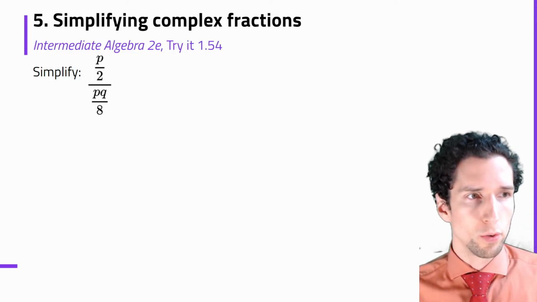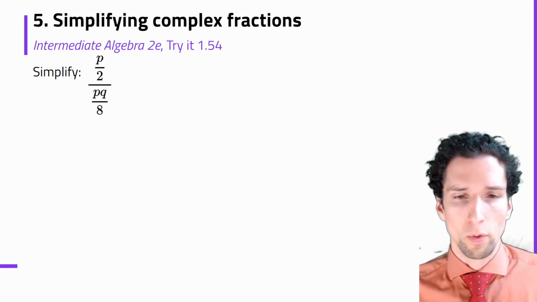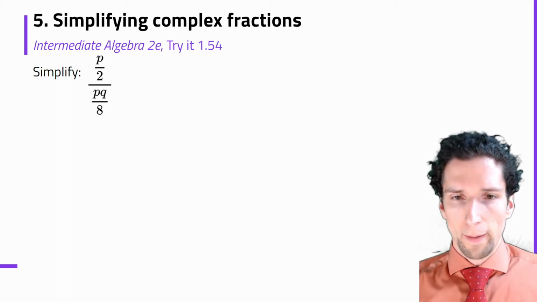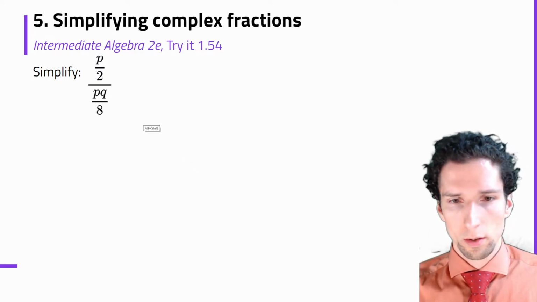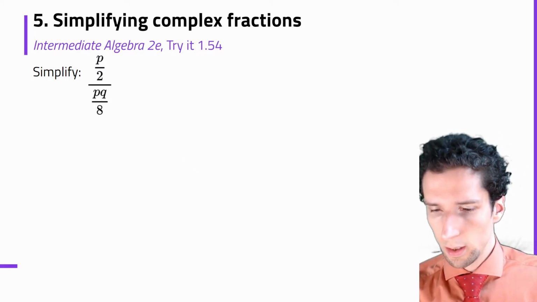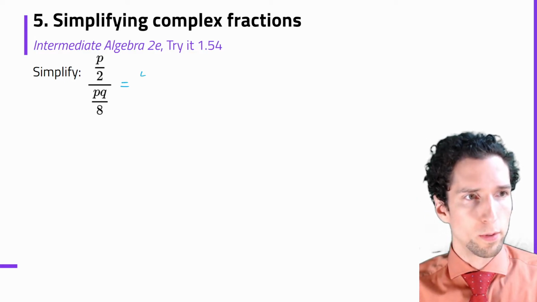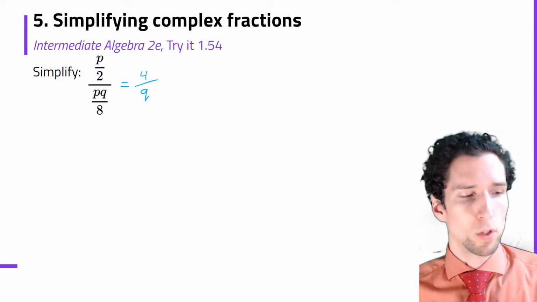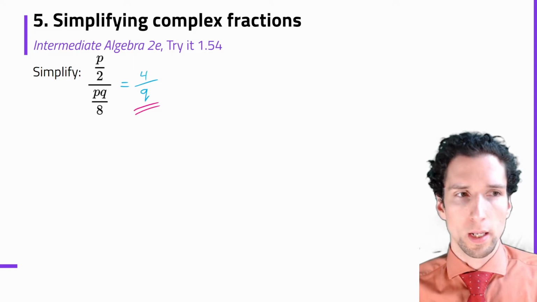All right, and your turn. p over 2 divided by pq over 8. Go ahead. Okay, the answer here, according to my notes, is 4 over q. So hopefully you got the same answer for yourself.